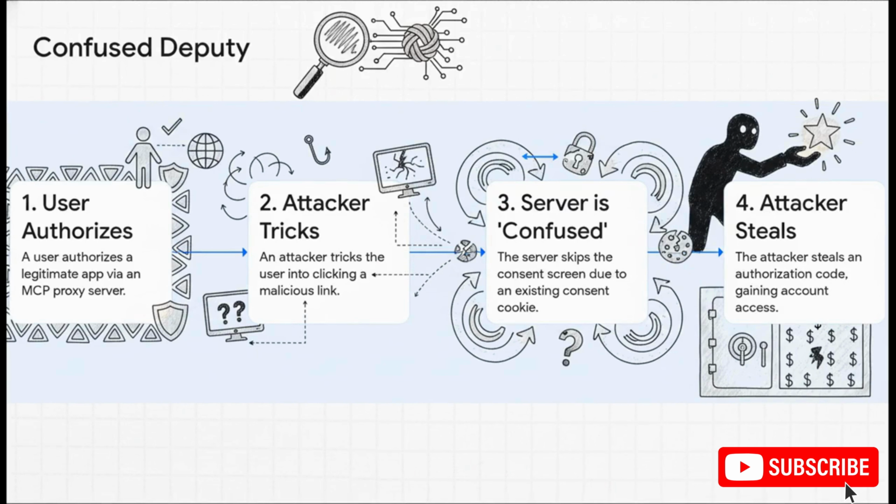One of the biggest holes is a classic cybersecurity attack, just updated for AI. It's called the confused deputy problem. Basically, an attacker tricks a legitimate server, one you trust, into abusing its power. They can manipulate things like browser cookies to trick the server into skipping the consent screen you'd normally see. And just like that, they can steal an authorization token. And with that token, they've got access to your account, and you never even clicked approve.